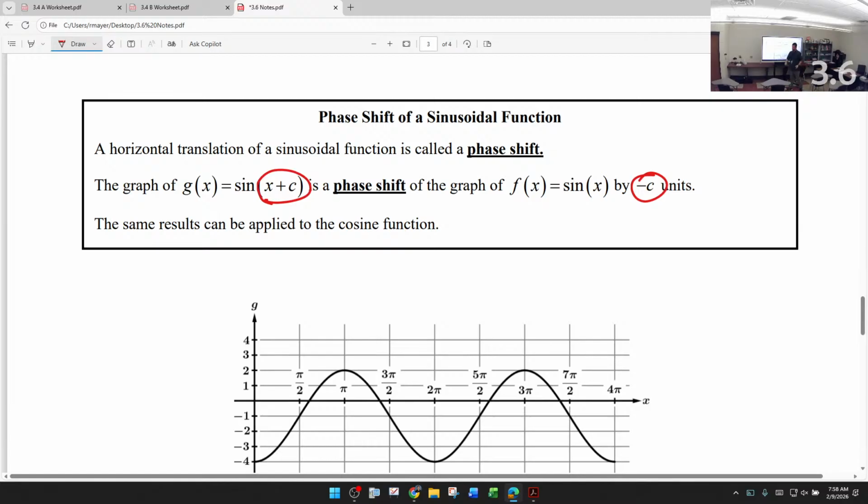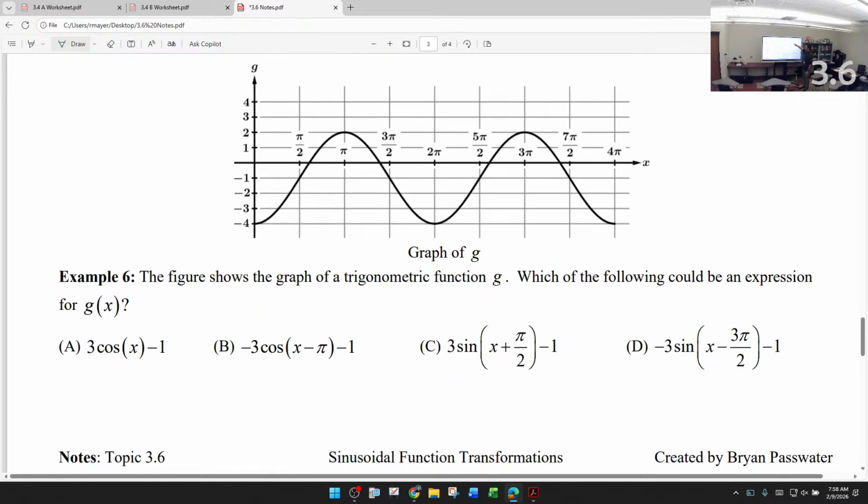So if it's a plus c, it's moving it to the left. If it's a minus c, it's moving it to the right. And what's bad about these is you can move these left or right because why? They repeat. So it kind of depends on where you start. Okay. And that's why this is multiple choice, because this is infinite solutions on the equation of this. It could be cosine, it could be sine. We don't know. It could be either one.